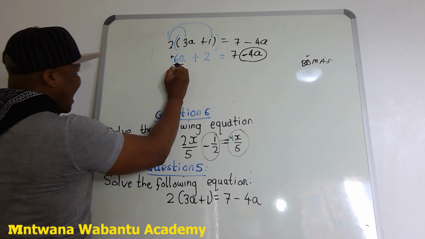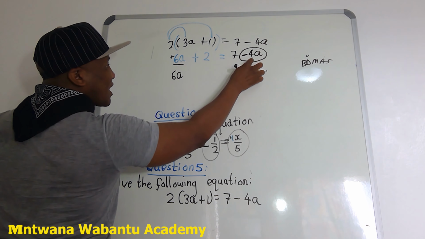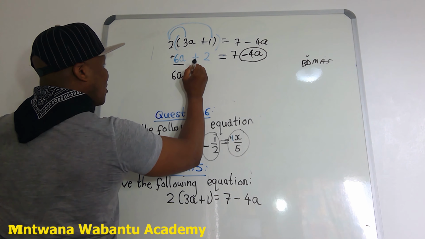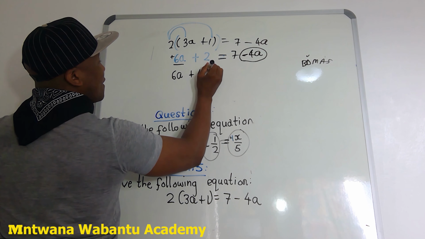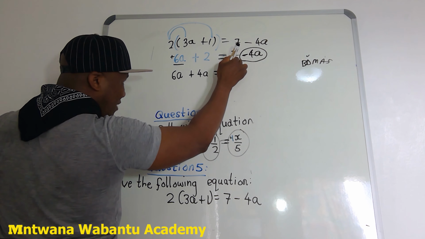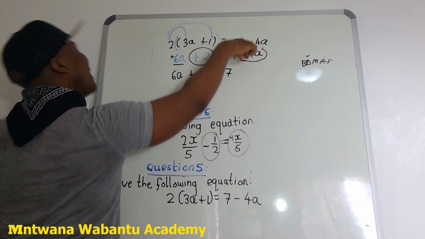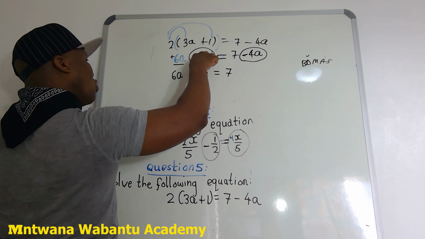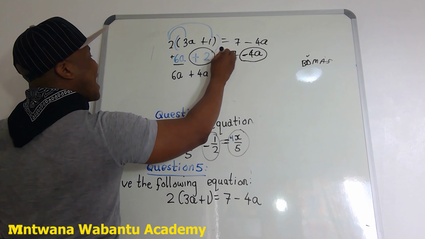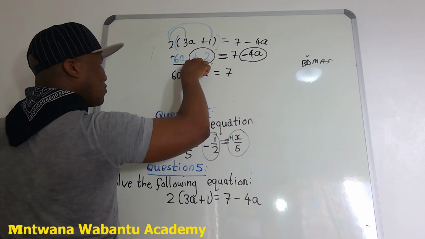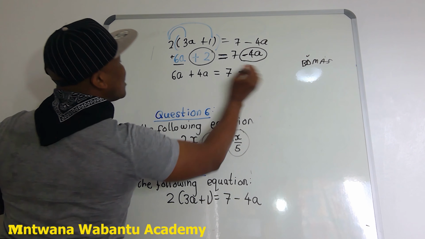Here we have a 6a already. When this one comes over the equal sign, it's negative, so when it comes over, it's going to become positive 4a. Equal sign. Here we have 7, you write your 7. But we don't want the 2 here. You must go to your fellow sister or brother. When you go over this equal sign, if it's positive, it's going to change to negative, and if it's negative, it's going to change to positive. For this case, positive becomes negative 2.